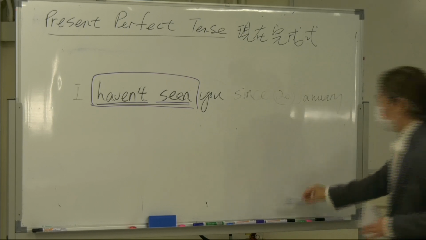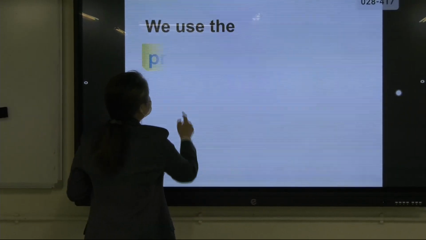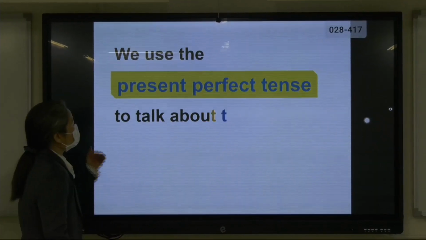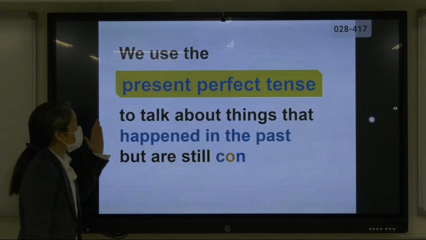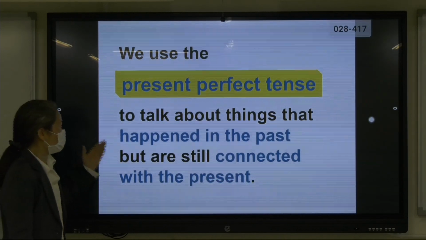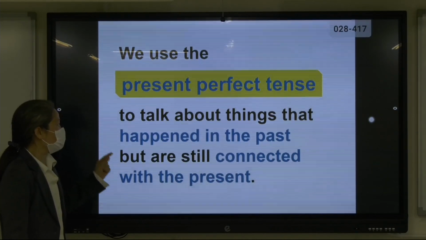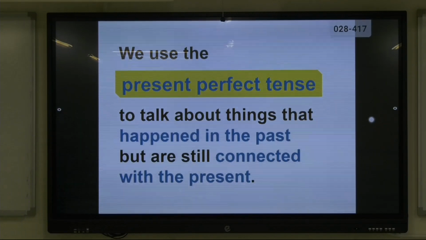Okay. Now let's look at the PowerPoints together about present perfect tense. Okay. What is the meaning of present perfect tense? We use the present perfect tense to talk about things that happened in the past but are still connected with the present, just like what I said.